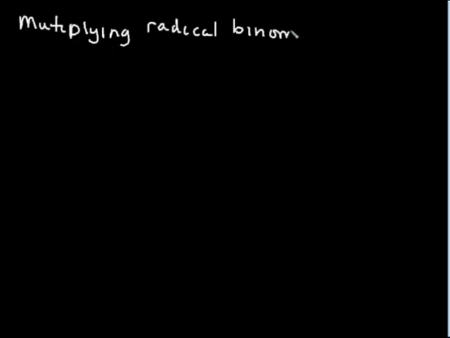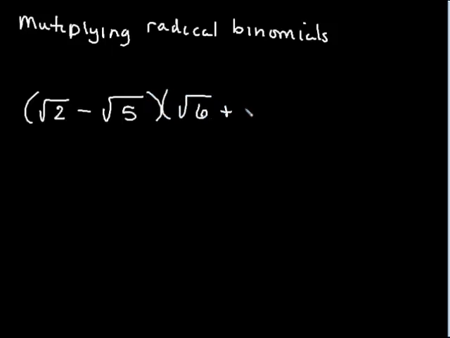And how to multiply radicals, we can apply that to multiplying radical binomials. We use the FOIL method to do this. So for example, if I have the square root of 2 minus the square root of 5, and I multiply that by the square root of 6 plus the square root of 20.